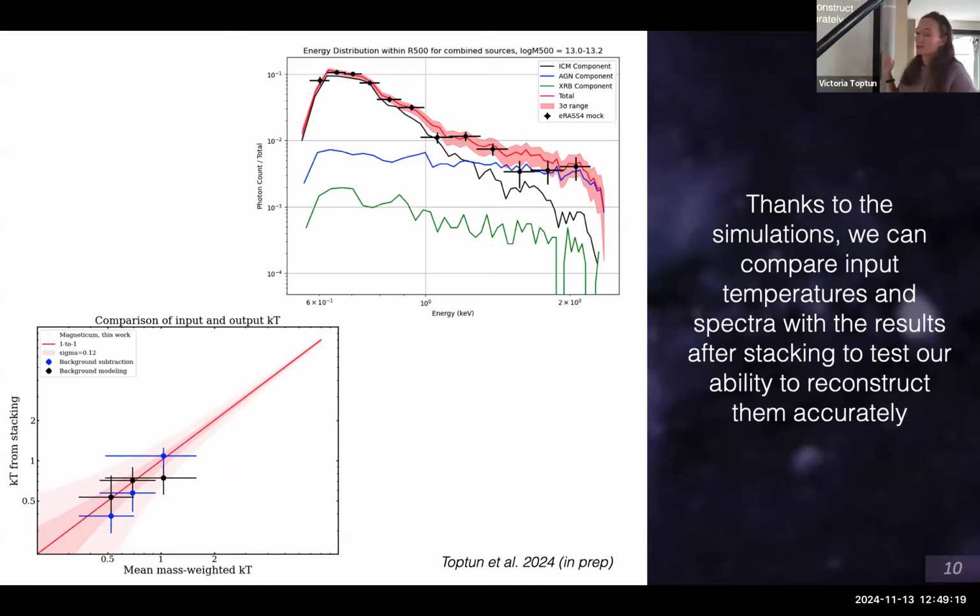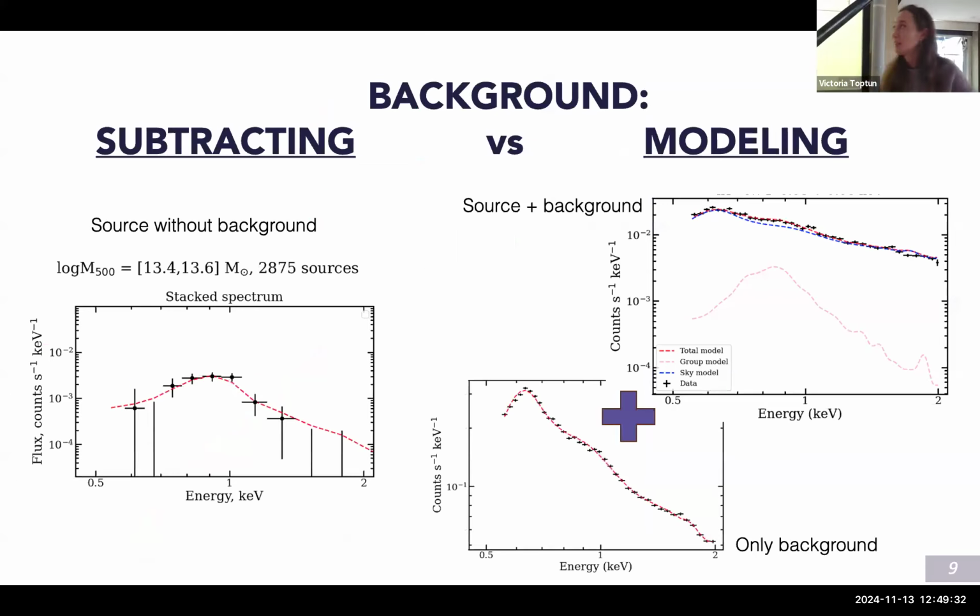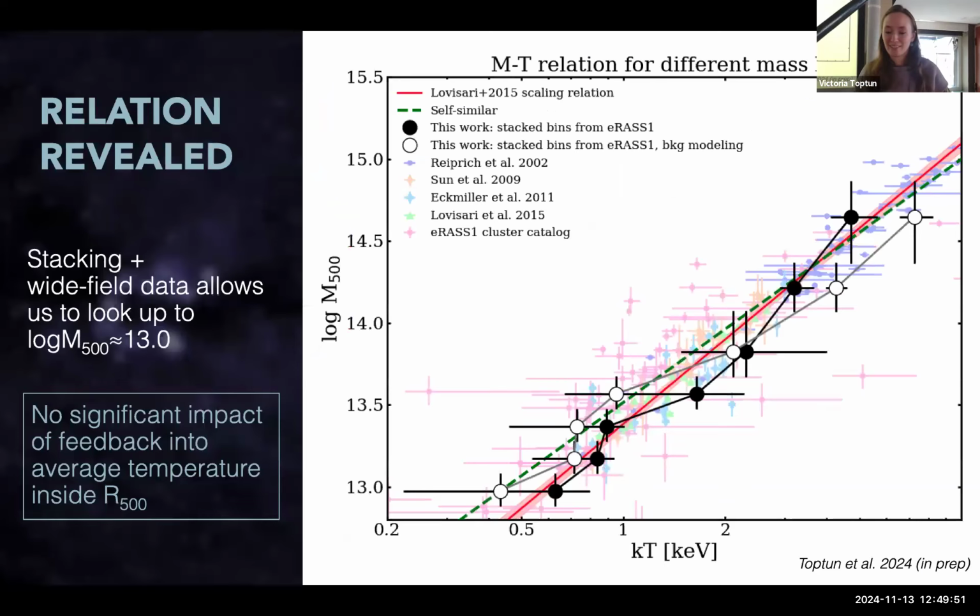And so as a result, thanks to the simulations, we can compare our properties and can confirm that we are reproducing properties of halos by stacking. And also I did different ways of background handling during modeling of the spectra. So I tried to stack background, model background, and two of these ways are giving consistent results with each other. So we can also say that these spectra and temperatures are real.